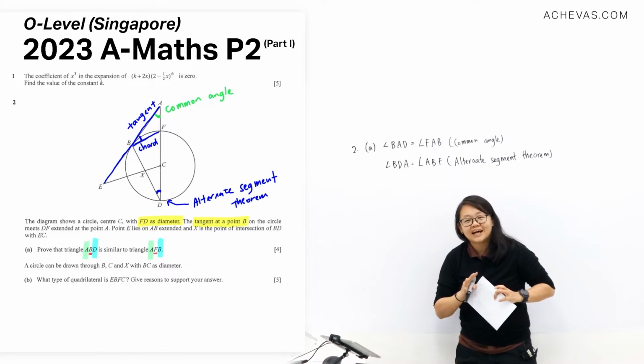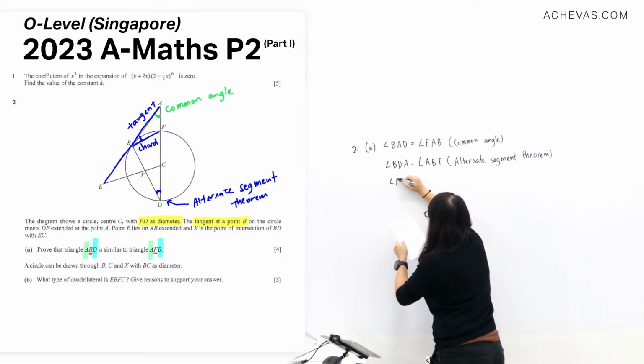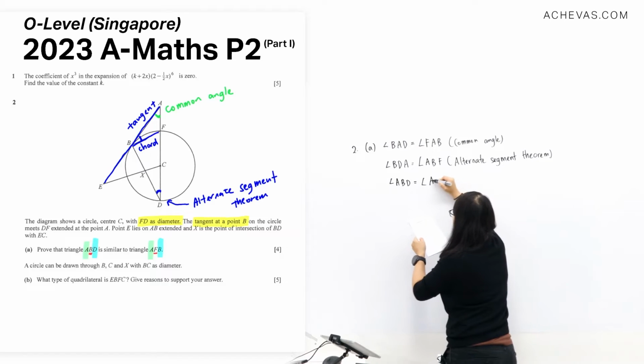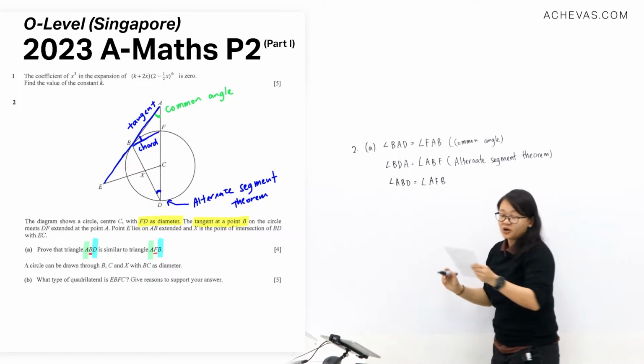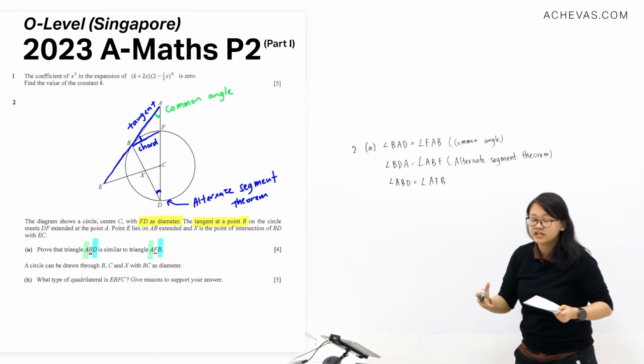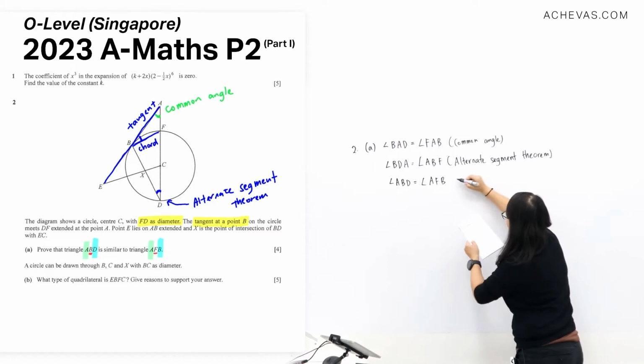Now the third one, I don't have to look anymore. I just will write down the third angle here. Angle ABD will then be equal to angle AFB, because the sum of angles in a triangle has to be 180 degrees. Therefore, the last angle will be the same. So let me just write down my explanation.